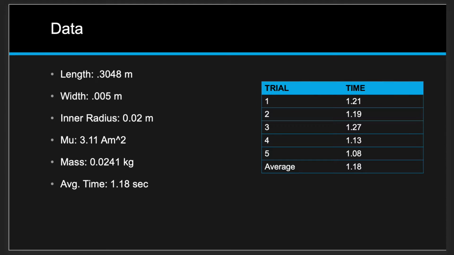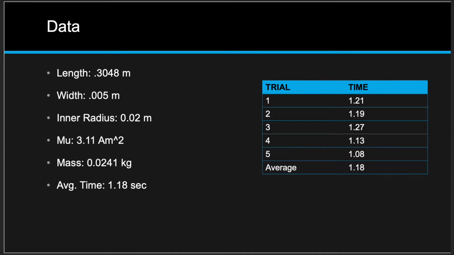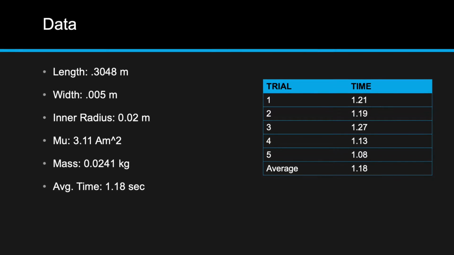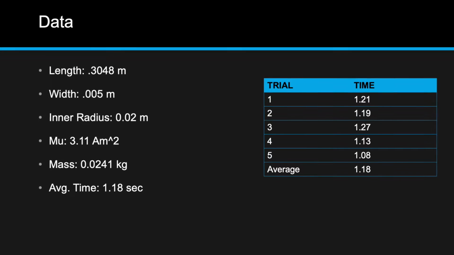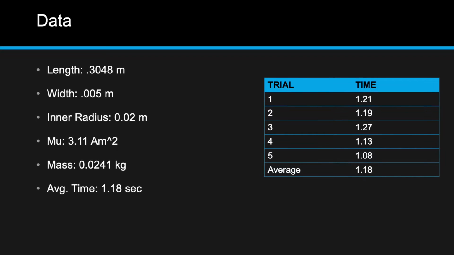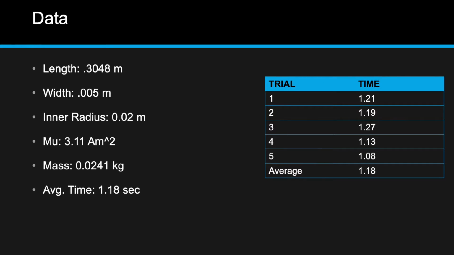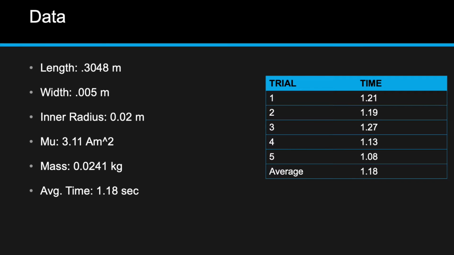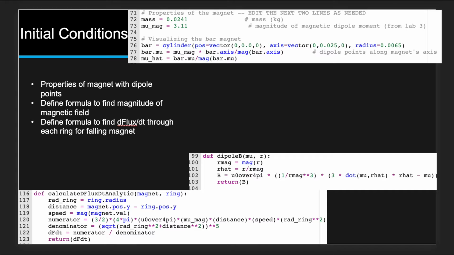So the data we received after doing 5 separate trials were that the average time it took for the magnet to fall was 1.18 seconds, and the length of the aluminum foil tube was 0.3048 meters, and the width of it was 0.005, and the inner radius was 0.02 meters, making the outer radius 0.025 meters. Mu of the magnet from the previous lab 3 was 3.11 A·m², and the mass of the magnet was 0.0241 kilograms.